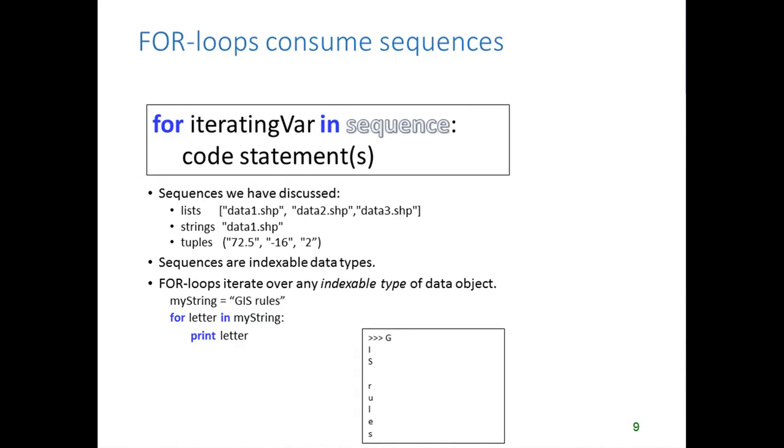Inside your loop there, you need to use it. Sequence, I said, it's a sequence. So it consumes lists, strings, tuples. I'm not sure why you'd want to, but sometimes you might want to loop over a string, right? Anything that's indexable. So you can say my string equals GIS rules and say for each letter in my string, print, I'm sorry, this should say print letter. This is what would print. GIS space RULES.